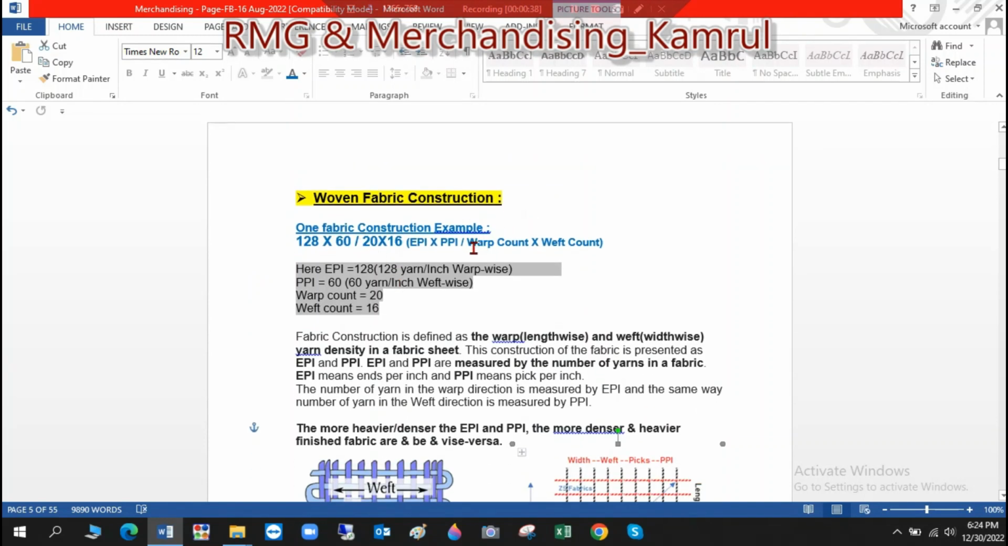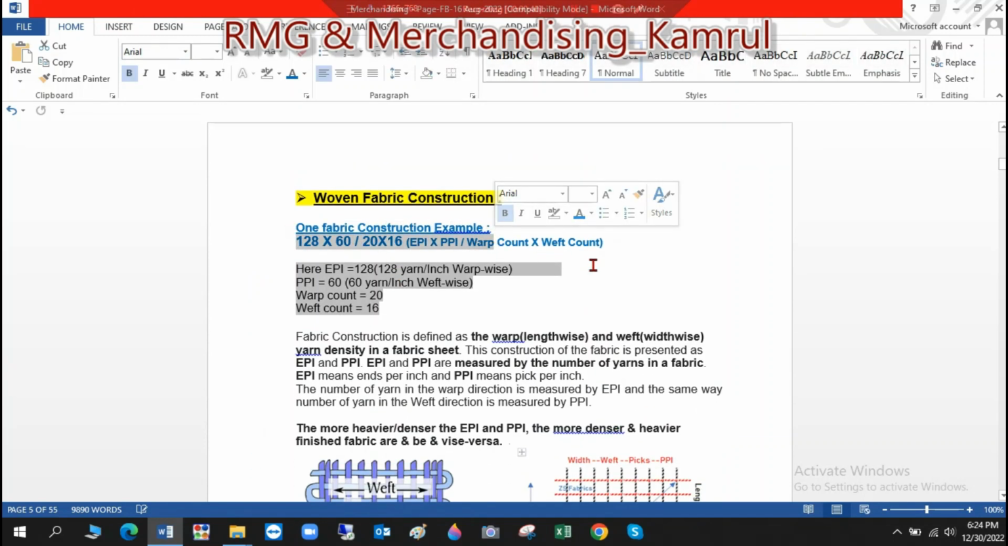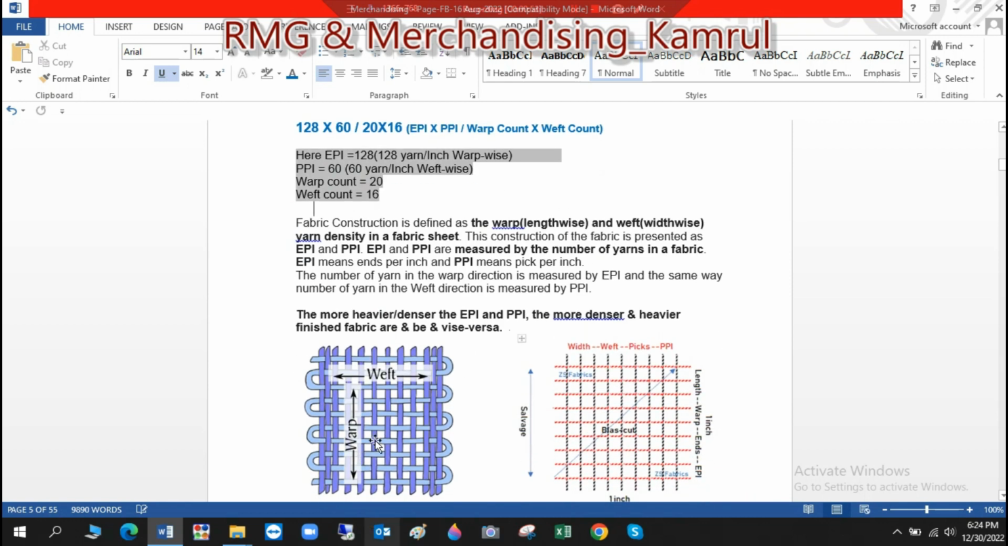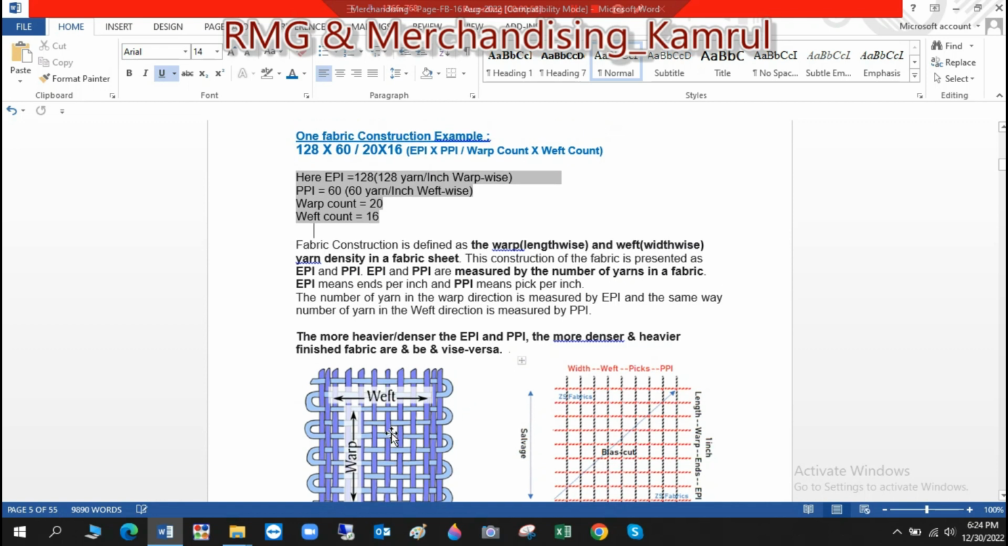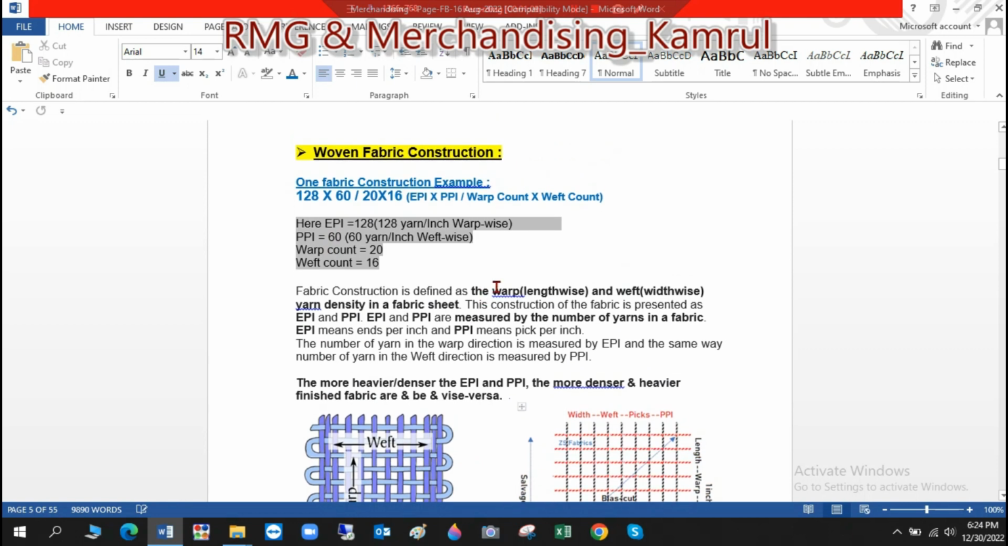First, open fabric construction. See the first structure of one construction. Here is one fabric construction example: 128 multiplied by 60, oblique, 20 into 60. This 128 is called EPI. EPI means, if you look at this graphical chart, the warp is the length and the weft is the width. I mean the lengthwise yarn is called warp, and that is also EPI, and the widthwise yarn is called weft, and that is called PPI. I'm going to discuss this later, but in short, just have a view here.